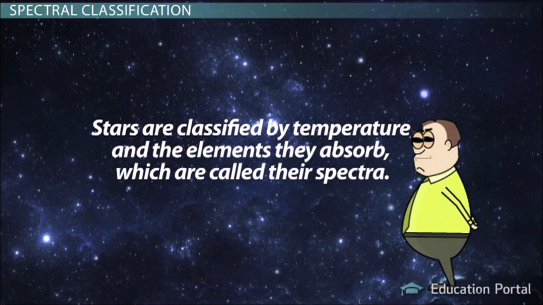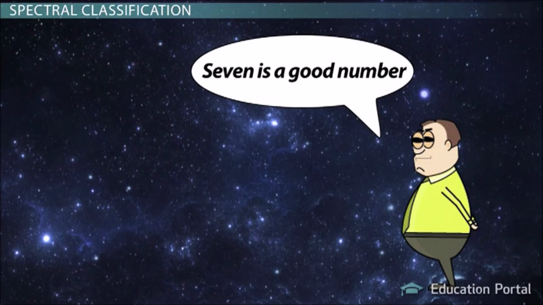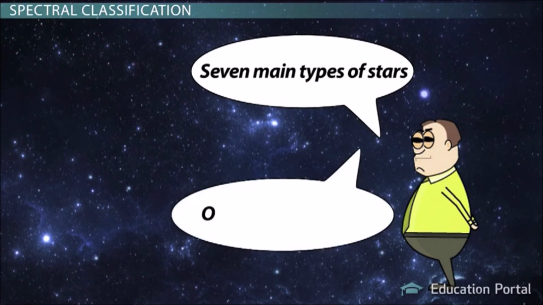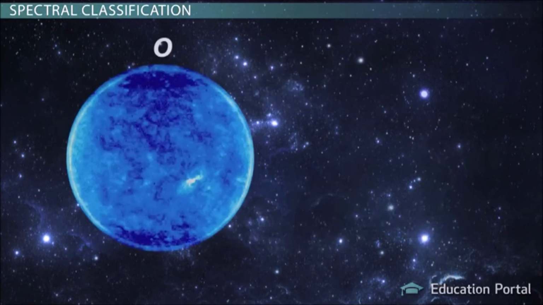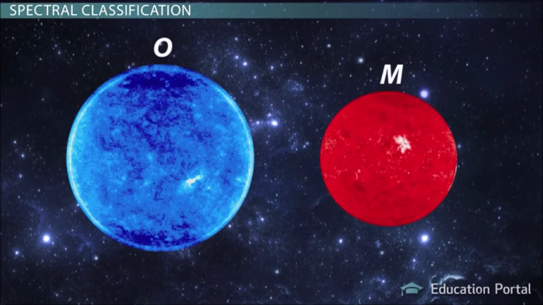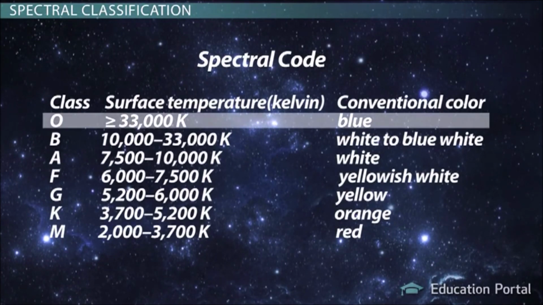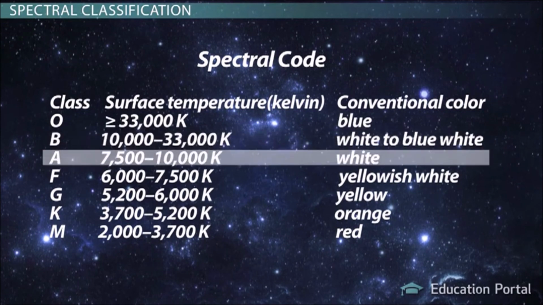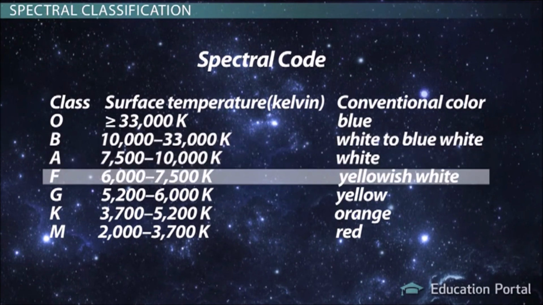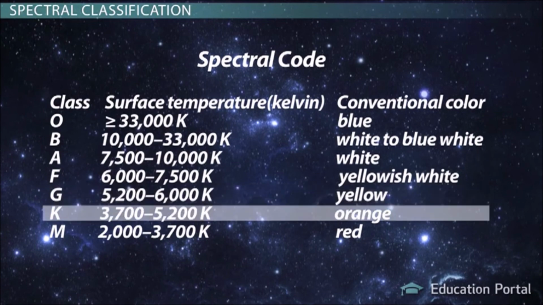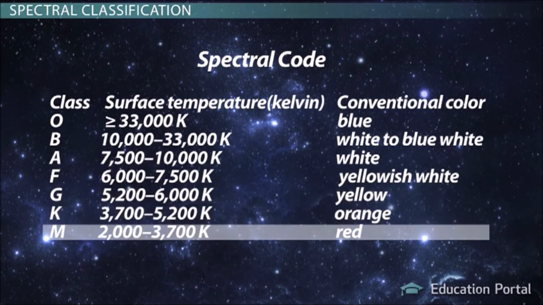Scientists classify stars by temperature and the elements they absorb, which are called their spectra. They have divided stars into 7 main types. There are 7 main types of stars: O, B, A, F, G, K, and M. The O stars are the bright, hot blue stars, and the M stars are the dimmer, cooler red stars. According to the modern spectral classification system, O stars are blue, B stars are blue-white, A stars are white, F stars are yellow-white, G stars are yellow, K stars are orange, M stars are red.